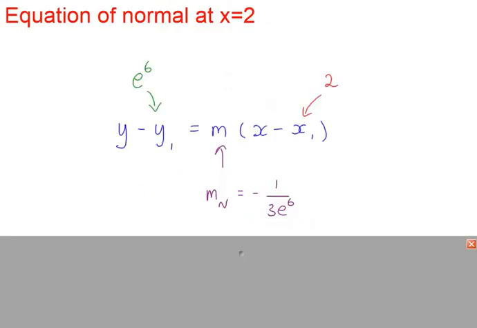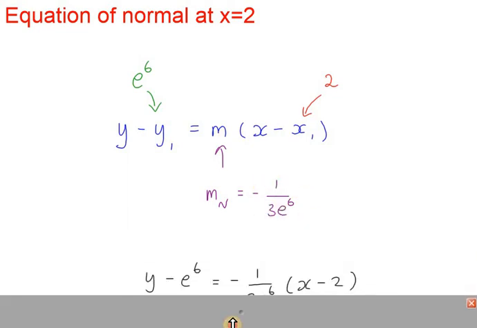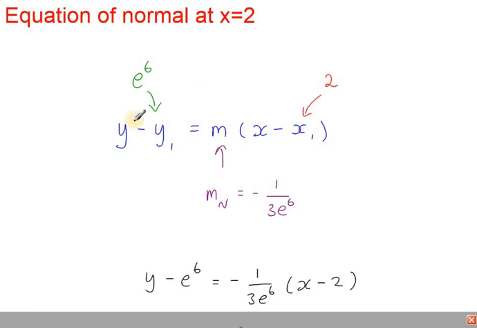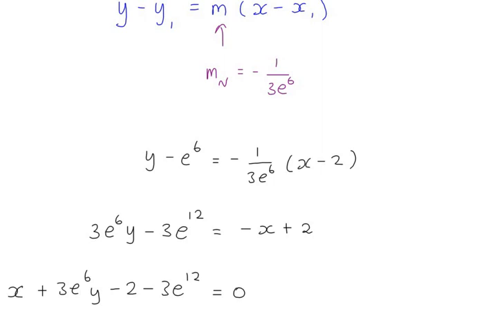To work out the equation of the normal at x equals 2, well, at x equals 2, we know the x-coordinate, it's the same y-coordinate as before, but the normal is perpendicular to the tangent. So if you flip over your gradient from before and change the sign, then you put them all into our equation of a straight line and then simplify.